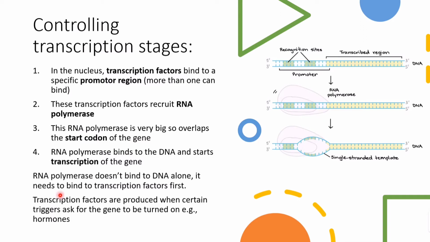So our transcription factors are produced when certain triggers ask for a gene to be turned on. So this could be hormones, for example. So when our body needs a certain gene to be produced, transcription factors for these promoter regions that express these genes will be produced so they can bind to these promoter regions, recruit this RNA polymerase to start the transcription of our genes to get mRNA.